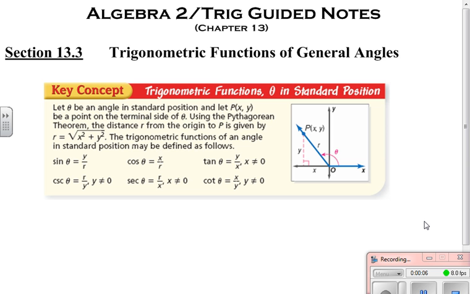13.3 is going to take us into the trig functions of general angles. Now, knowing about our unit circle and being able to use a unit circle is one thing, but we know that life is not always going to line circles up on unit circles perfectly for us. So we need a way to be able to use these ideas of cosine and sine and our xy coordinates on just regular old angles no matter where they are.